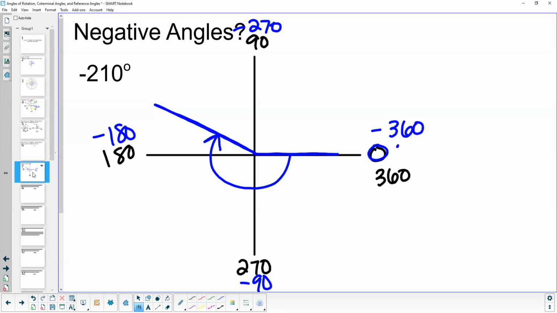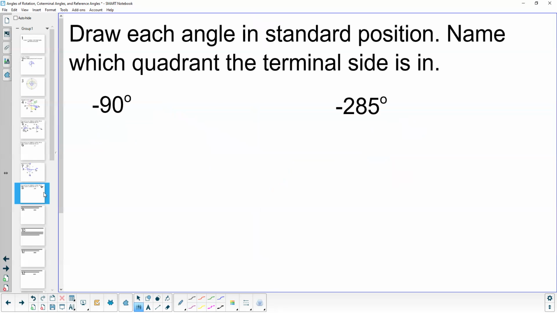But notice how when we go negative, it's the opposite. It goes quadrant 4, quadrant 3, quadrant 2, quadrant 1. So we actually ended up in quadrant 2 here. So let's take a look at 2 more examples here where we are drawing these angles of rotation where we have negative angles. And then we will move on to talking about coterminal angles in the next video.